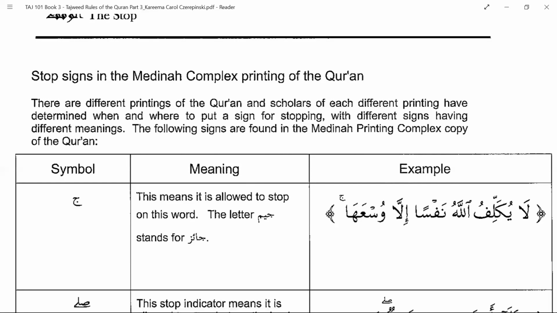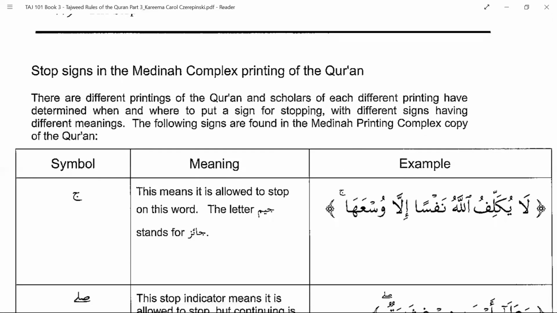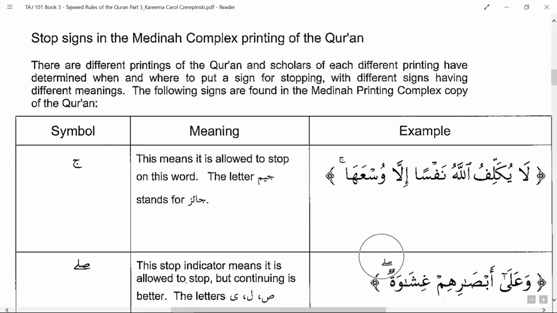So we will see there are different small signs. For example, if you see this ayah here, on top of the ayah you will sometimes see very small tiny alphabets written, single alphabets. Sometimes two or three alphabets, like Sad, Lam and Ya. So what do these signs represent? They are known as stop signs.